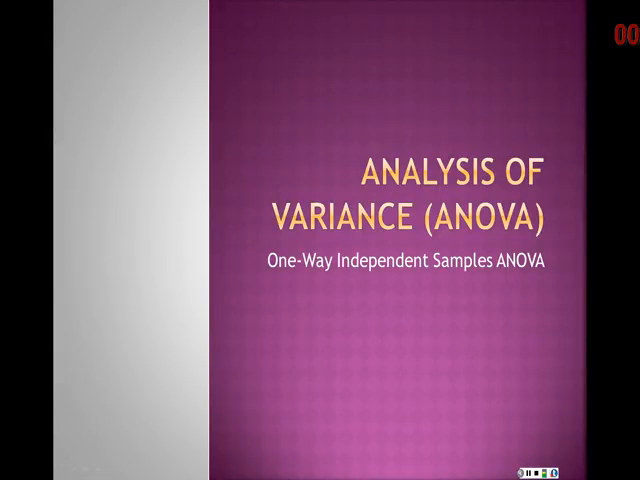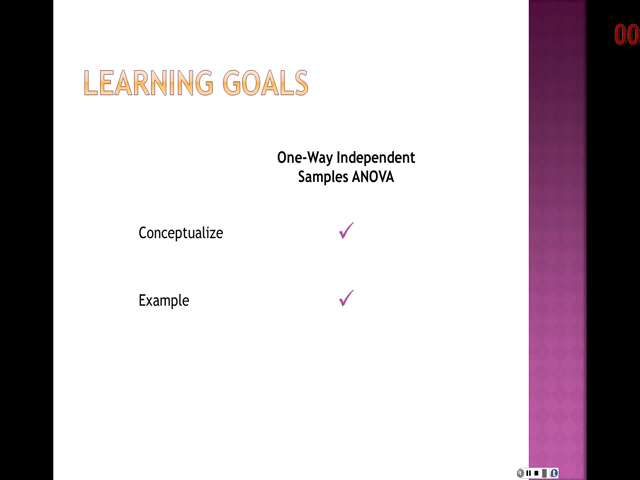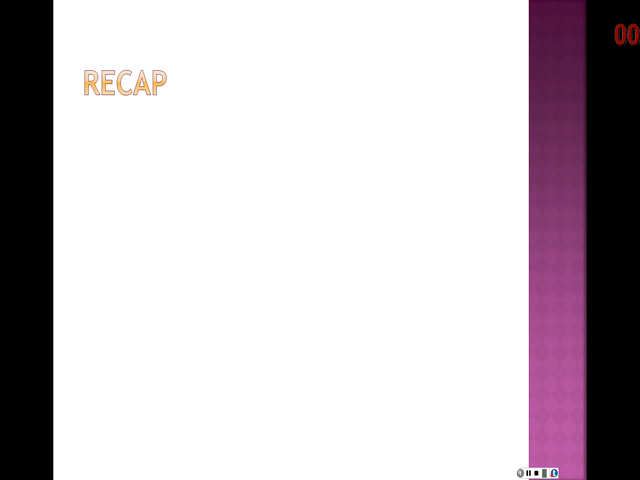Okay, so today we're going to be talking about analysis of variance, or ANOVA, and specifically one-way independent samples ANOVA. So for this lecture, we're going to conceptualize ANOVA and provide a short example of what a one-way ANOVA is.